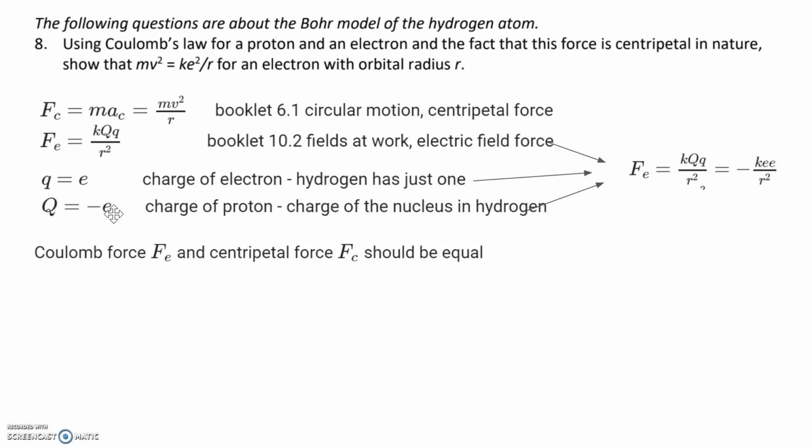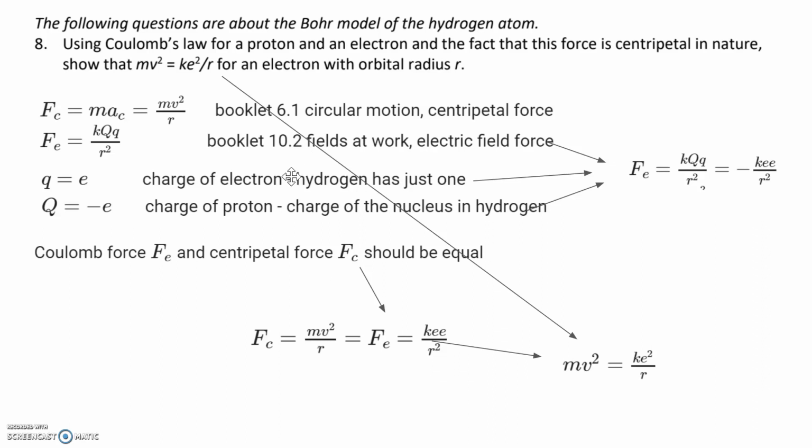First of all, we can substitute this information into the electric field force equation, as you guys can see here. Next, we know from the question that the Coulomb's force and the centripetal force should be equal, as they are assumed to be the same. Therefore, we can set these two equations to be equal to each other. Note that the equation for the Coulomb force already has the charges for the electron and proton substituted in.